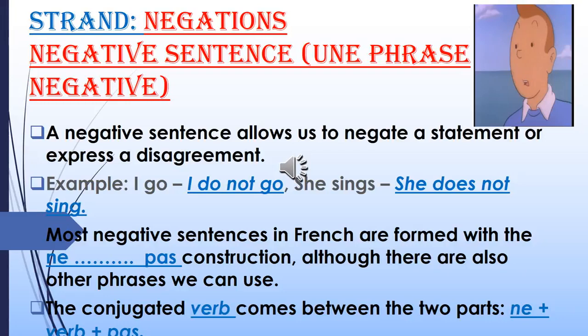Today we are teaching something on negations. Negations. Negative sentence, or une phrase négative, as we say in French. So, when we talk of a negative statement or a negative sentence, we are talking about showing disagreement or expressing your disagreement on something.